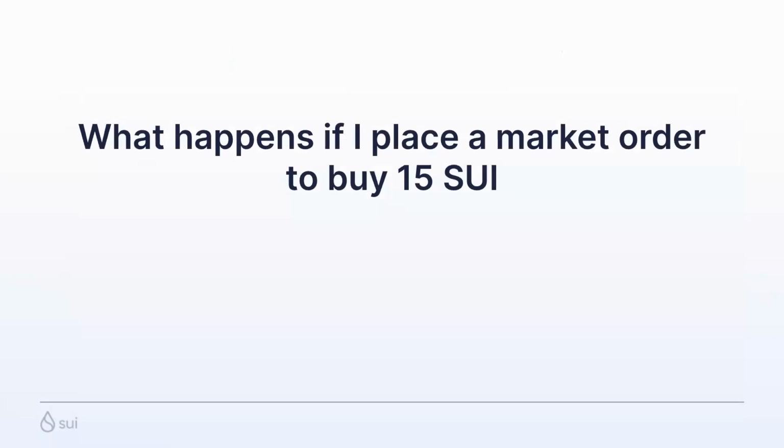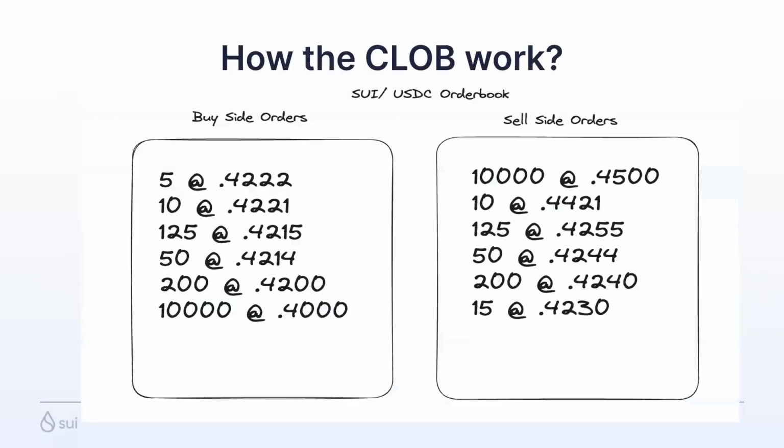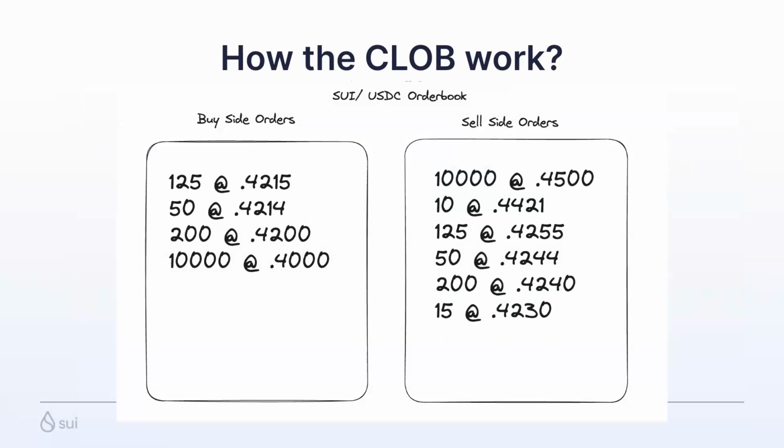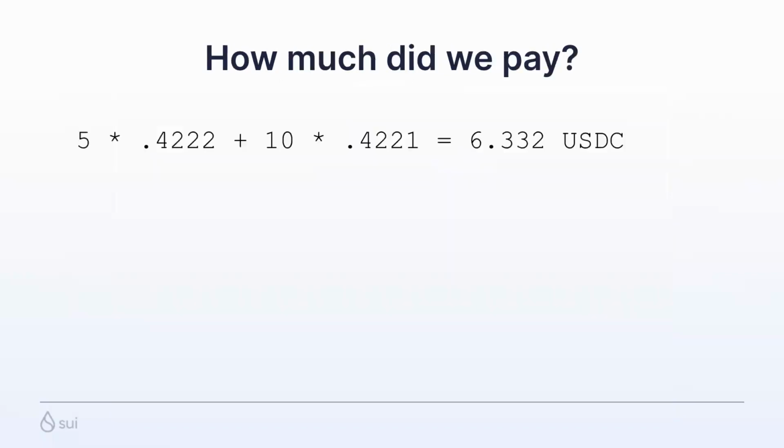So what happens to this book if I place a market order to buy 15 Sui? We can see that the top bids of the matching engine have 5 at 42 cents and also 10 at 42 cents. If we market buy 15 Sui, then those orders are matched by the Deep Book order book engine, and this all happens in one transaction. And you get 6.